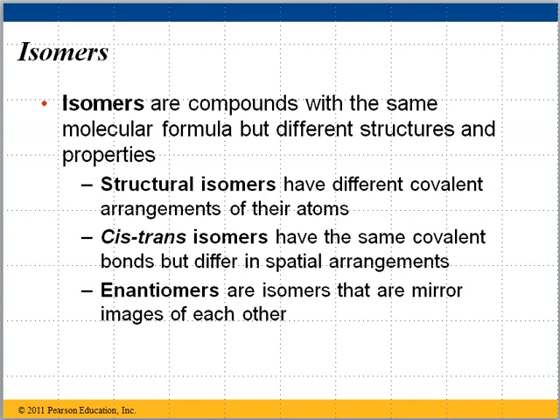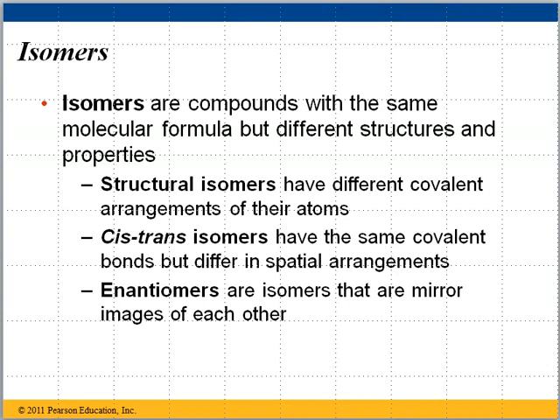And we're going to look at three different ones. We're going to look at what's called structural isomers. And structural isomers have different covalent arrangements of their atoms. In other words, they have the same formula. They'll have the same number of the same types of atoms, but they'll be arranged differently. They'll be in a different shape. And I'll show you a picture, of course, in just a second.